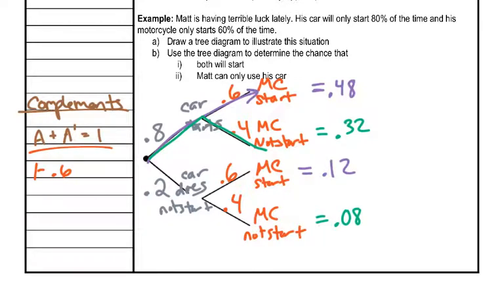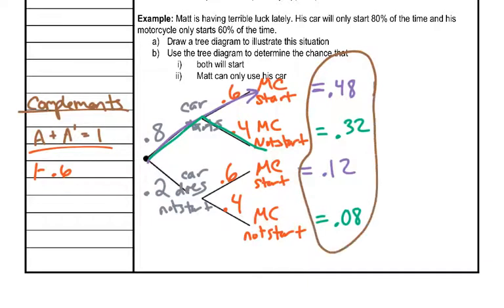Now the beauty of tree diagrams is that the total at the end should all add up to 1, for the same reason as we have over here with our complements rule. If these are all of the options of things happening, then the total probability would be 100%. So if we added all this up, we would get 1. So now we're going to answer some questions.